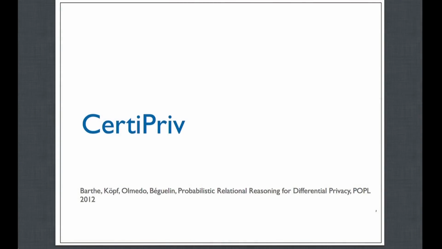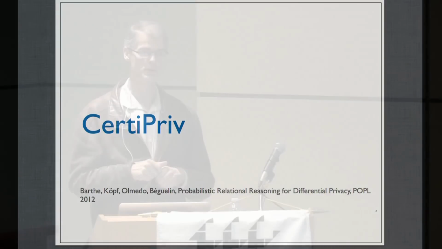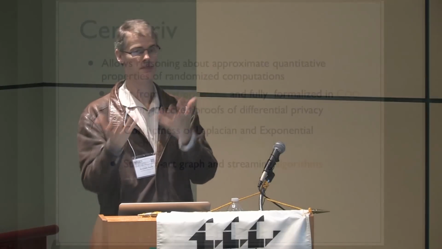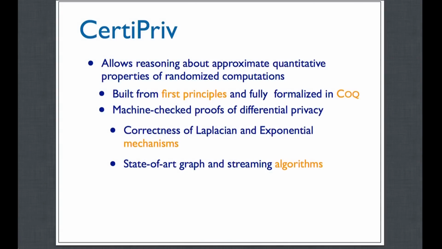So another thread of work in the programming language community is machine-checked frameworks for differential privacy. And I'm just going to briefly mention two of them. One is from IMDEA, and it's called CertiPriv. It's an extension of, or an application of, an earlier project called CertiCrypt, which was a formalization of a large body of cryptographic reasoning. So it's a Coq formalization. Coq is a proof assistant that allows machine checking of proofs. So it's a Coq formalization from first principles of differential privacy and a compositional method for reasoning about arbitrary programs and their differential privacy.